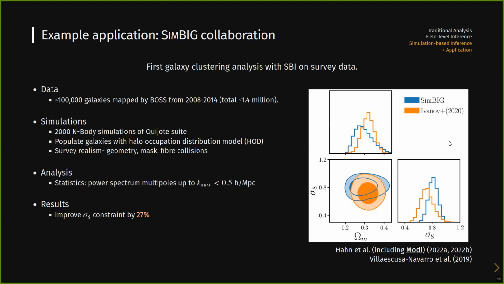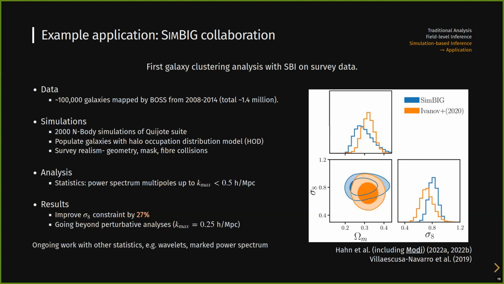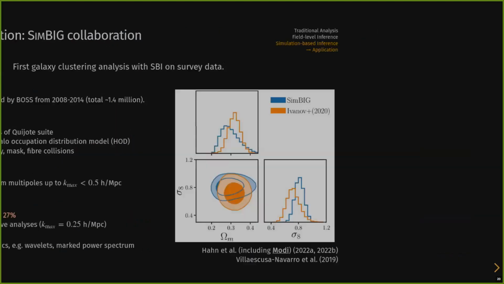The results for perturbation theory analysis are in orange. For omega m, we do not gain as much, but for sigma 8, the constraints improve by about 27%. And you can show that the reason why we achieved these gains is because we were using simulations to model our power spectrum. So we were able to push to k max of 0.5, while the perturbation theory analysis has to stop at k max of 0.25 in this case. And there's other work being done currently with wavelets, marked power spectrum, and other statistics that will hopefully allow us to get better gains in this.